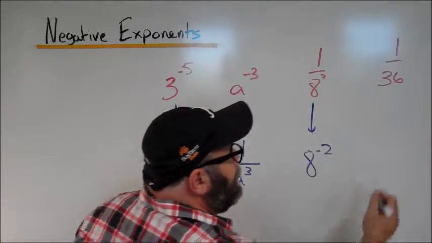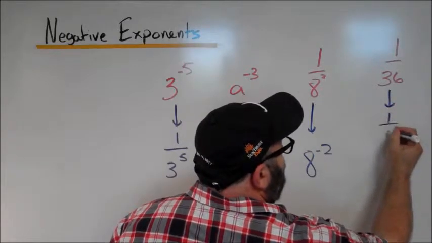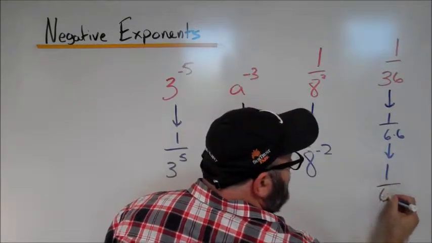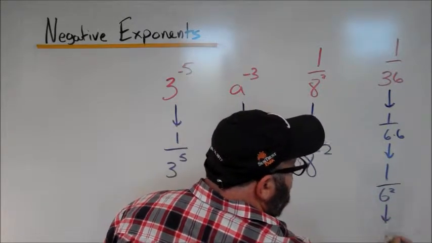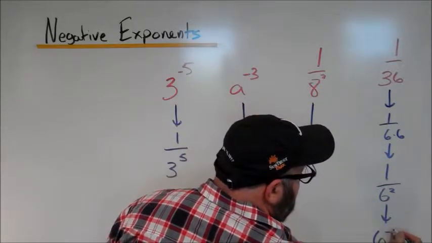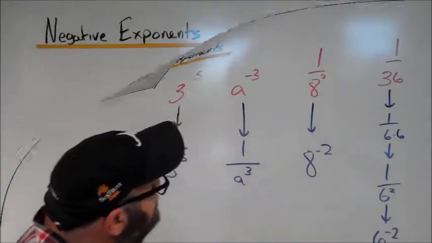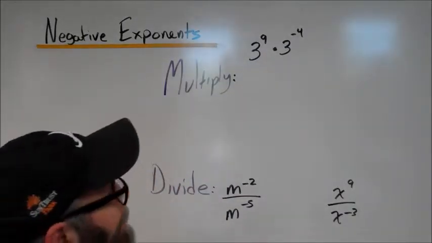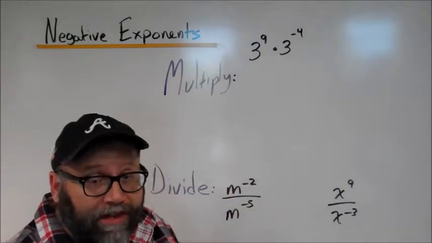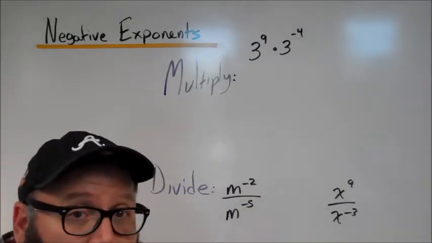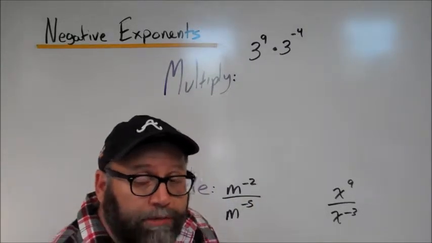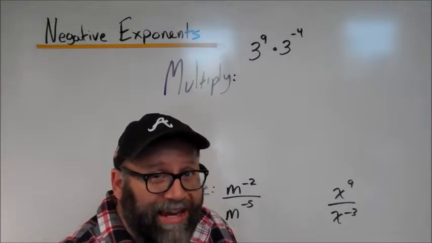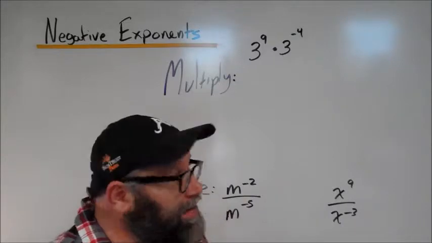Good. So we can rewrite this as 1 over 6 times 6, 1 over 6 squared, which then becomes 6 to the negative 2. Let's apply the negative exponents now. So now we're going to try to multiply and divide with these monomials that have negative exponents. What we talked about in the review was those laws of the exponents still apply here, just we're using an integer that is negative as opposed to just whole numbers which are positive.